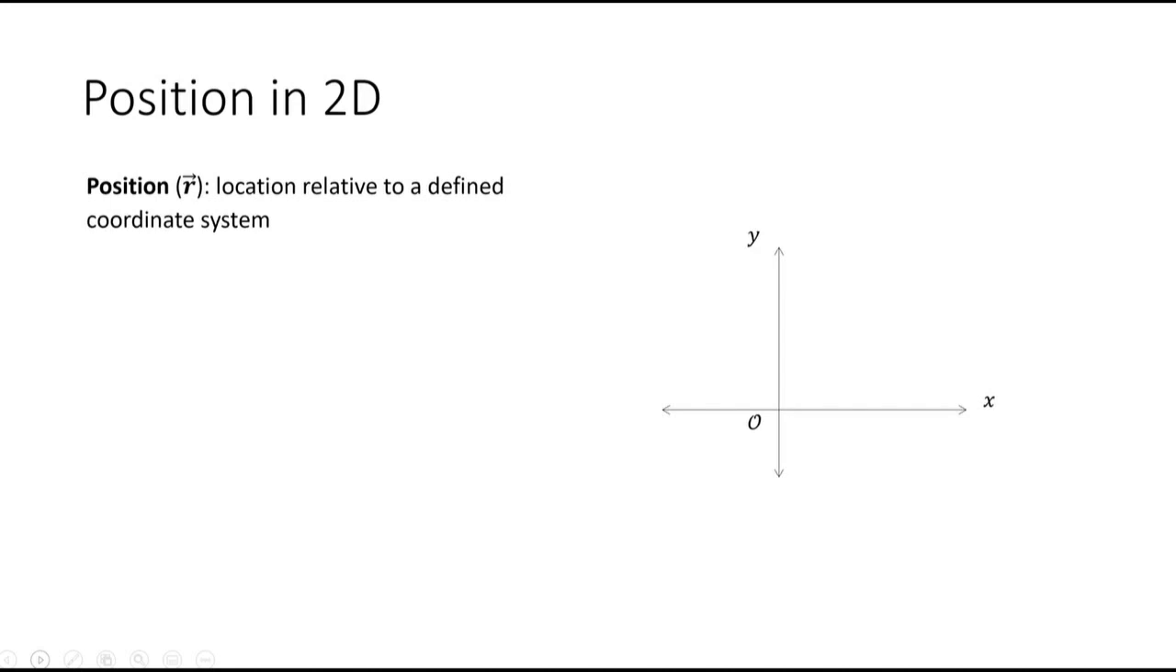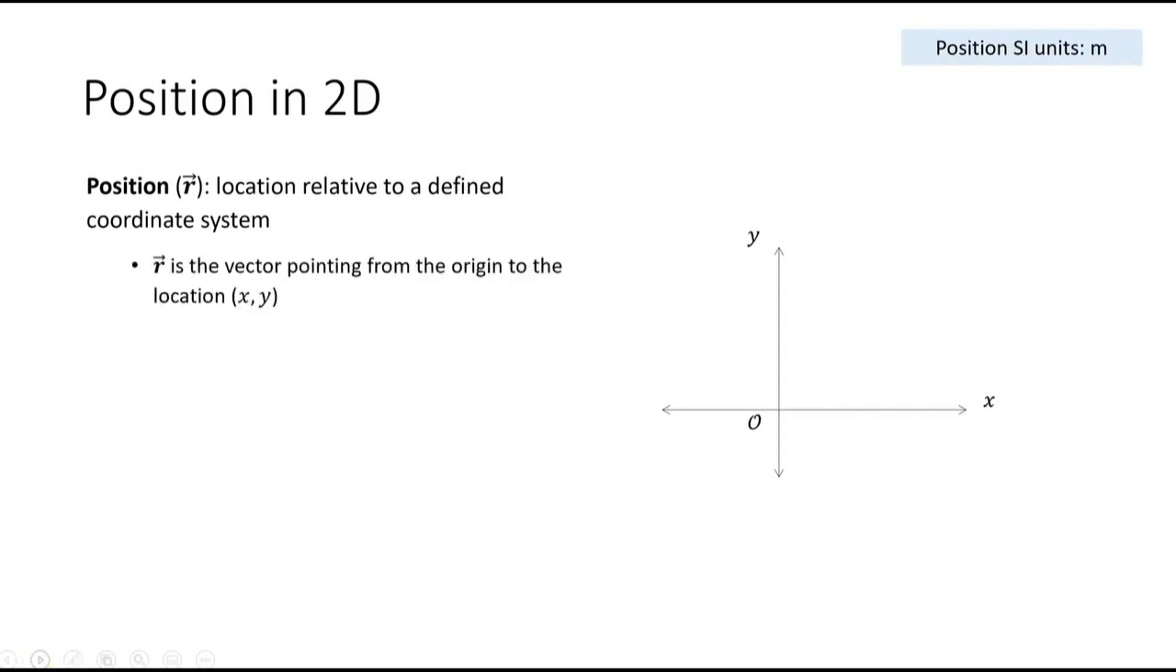Specifically, we're thinking about position in 2 dimensions now. So in 1 dimension, we called position x. Now in 2 dimensions, we're going to use the more general vector, which is r. So our position is still just location relative to a defined coordinate system. It has dimensions of length, which means in SI units, we're going to be using meters whenever we're talking about position. Okay, so let's think about our coordinate system that I have drawn in here.